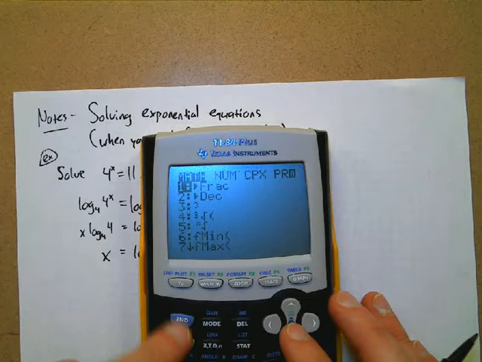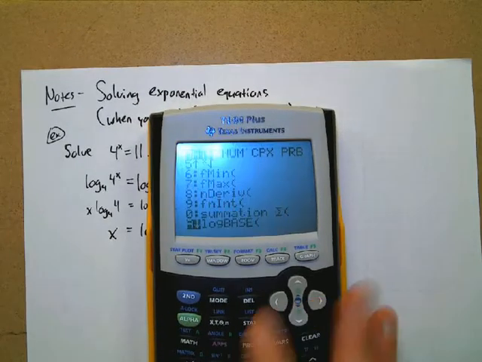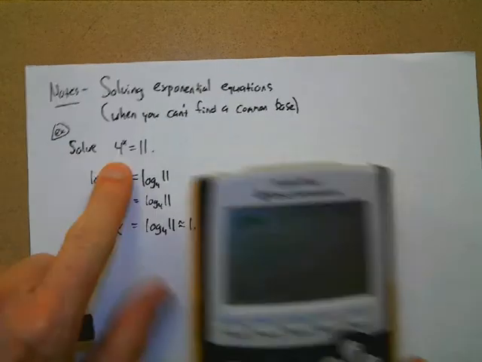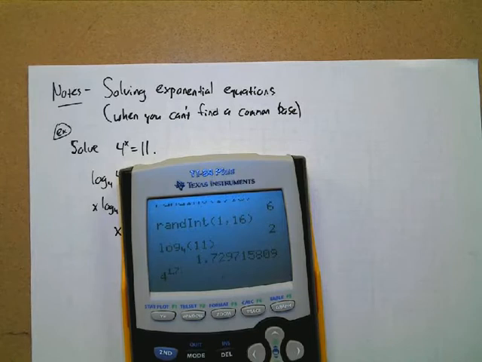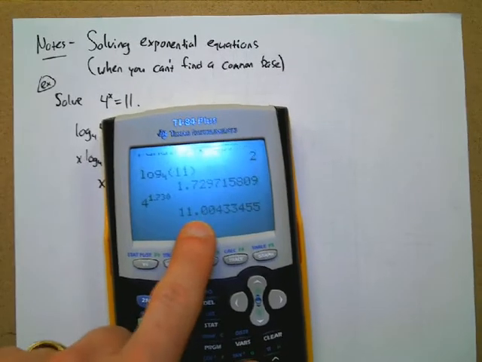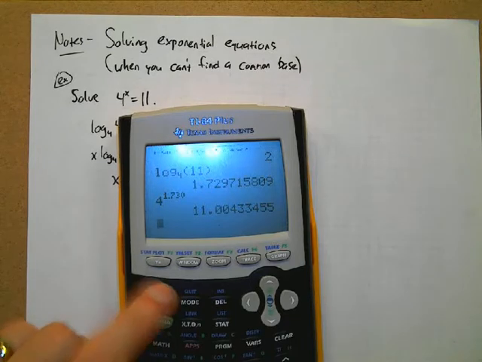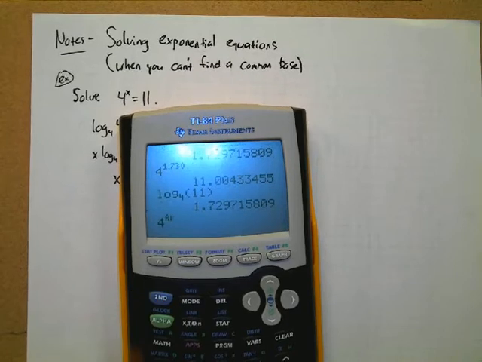And if we type in 4 to the 1.730, you get pretty close to 11 there. Again, it's not quite exact because we didn't use the exact value. If I have log base 4 of 11 and then I do 4 to the answer, which uses the previous answer, if I hit equals, then it's exactly 11. It just gives us the exact answer.